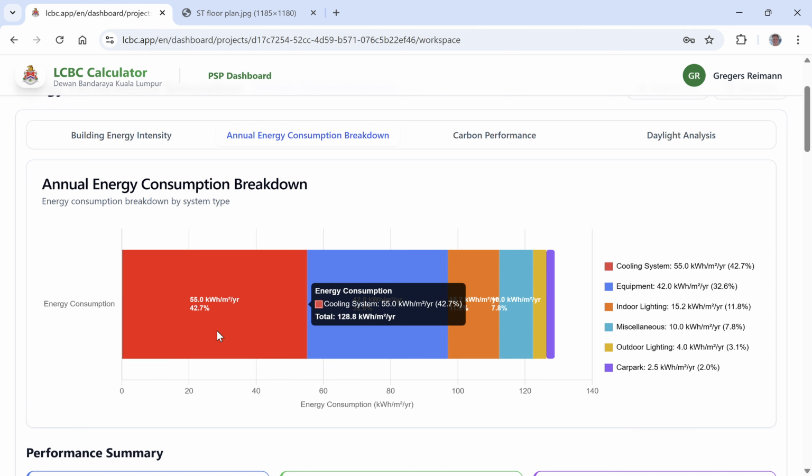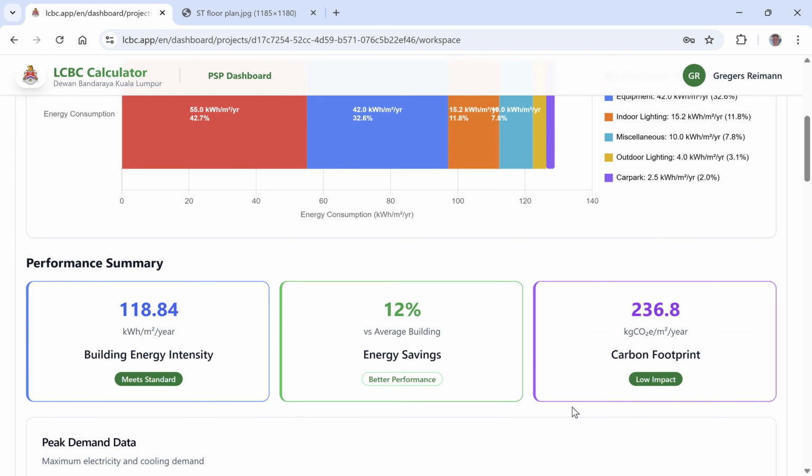So of course the cooling system is a big one. The equipment in the building, so that's a plug load, also accounts for quite a lot. We have the lighting, various miscellaneous loads, outdoor lighting, and the car park consumption.